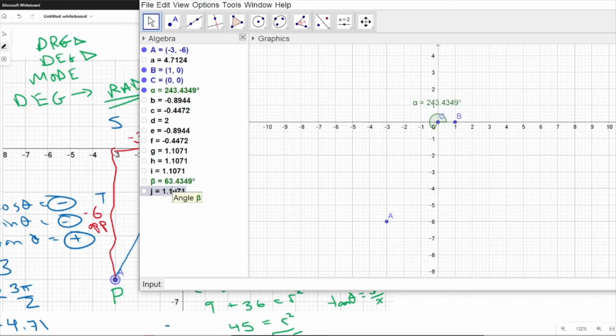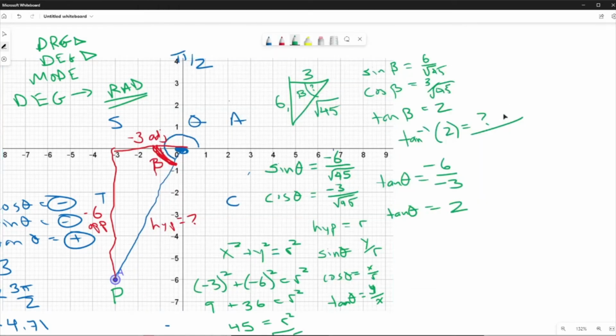But it's probably better if you can just get your calculator in RAD mode, and then you can get the answer directly. In any case, what happens when I do this is that I get an answer of 1.1071. Now, it is important to notice that I picked tan as my option here, but I didn't have to, right?